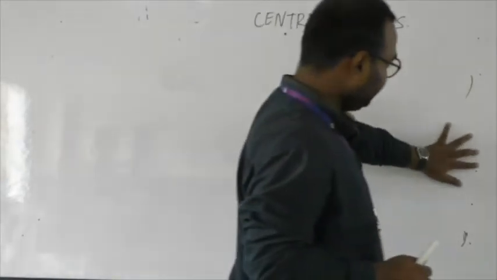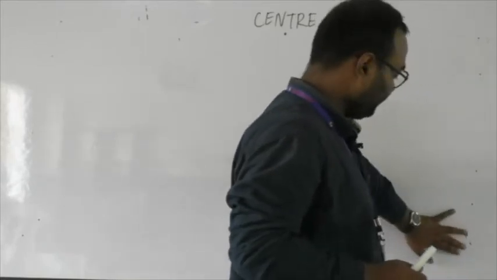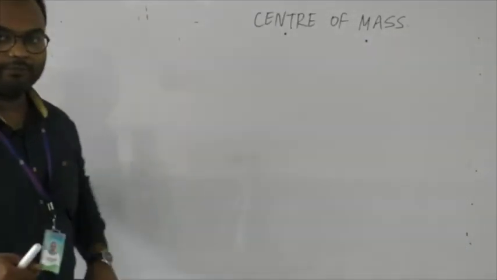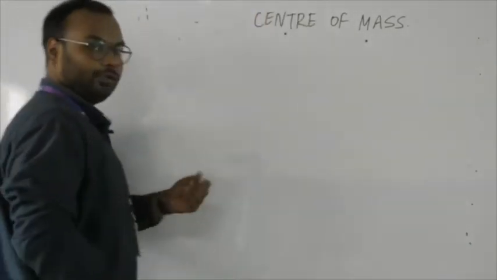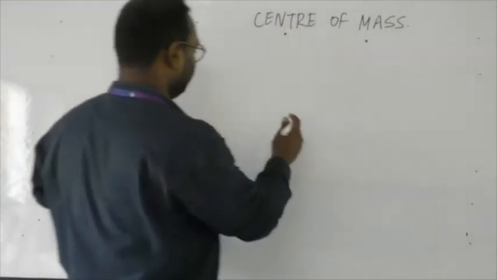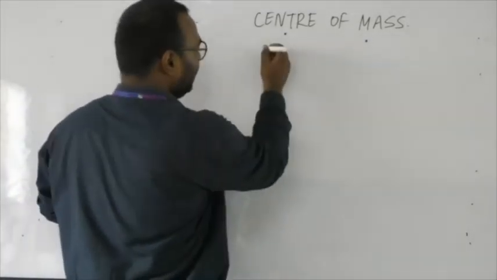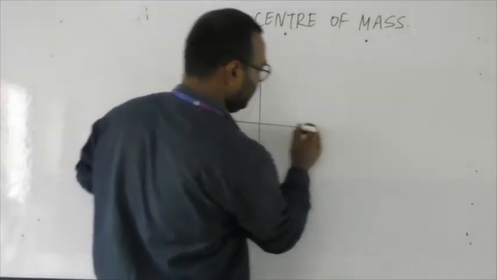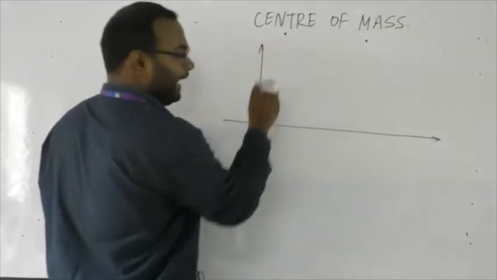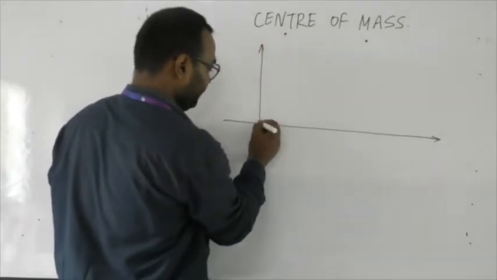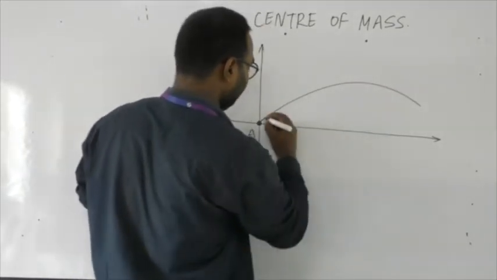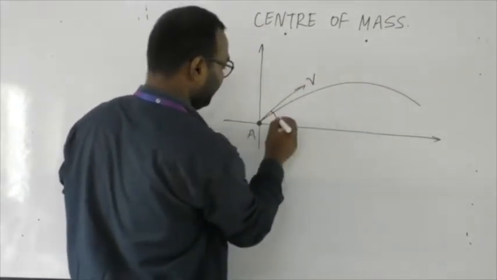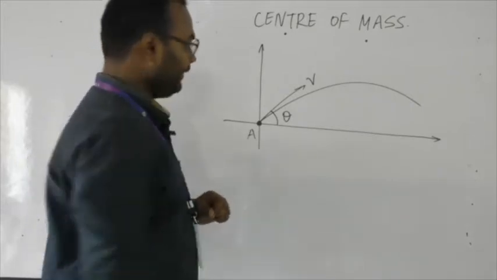Now let's say when VCM is constant, when the center of mass moves with constant velocity, there we can take the situation of explosion of a cannon. Listen, one case: suppose a cannon is fired from point A, a projectile is fired in this way, having initial velocity v and angle theta.